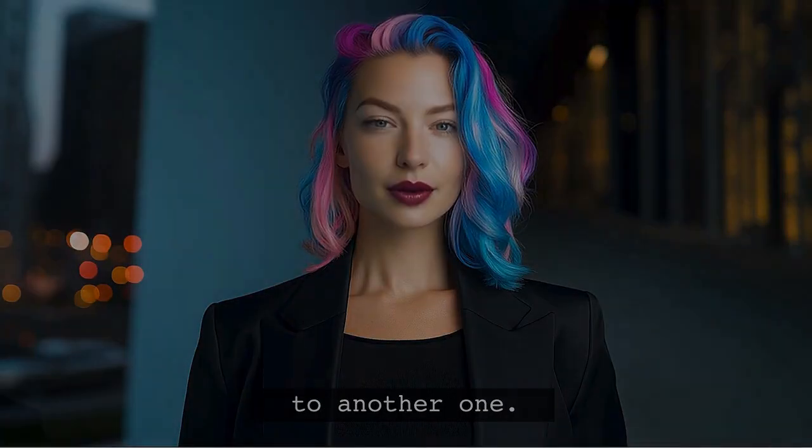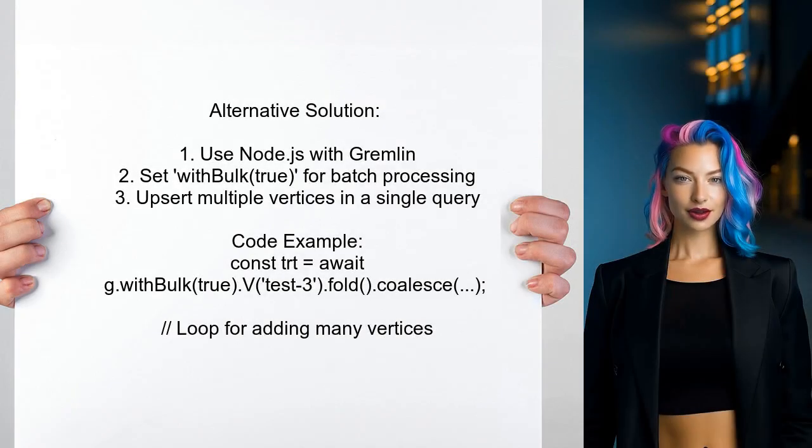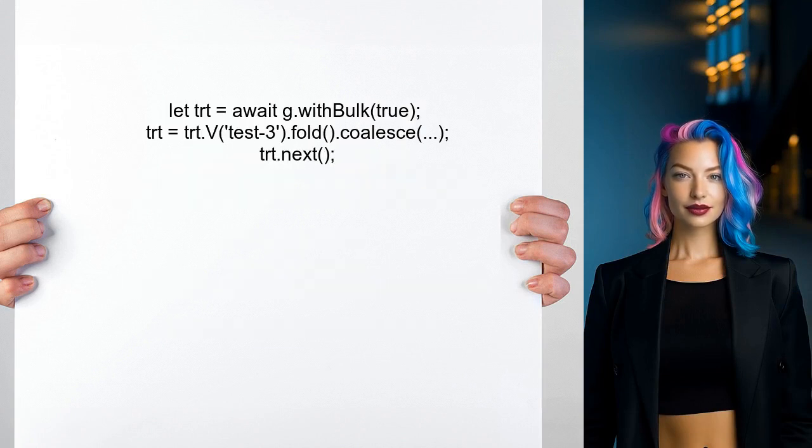Let's move on to another one. An alternative approach shared by a user involves using Node.js to efficiently upsert multiple vertices at once. They utilize the Gremlin query language with the bulk option set to true, allowing for batch processing.